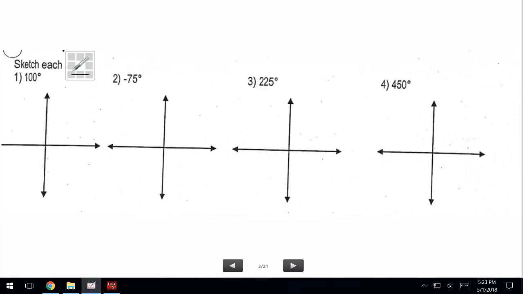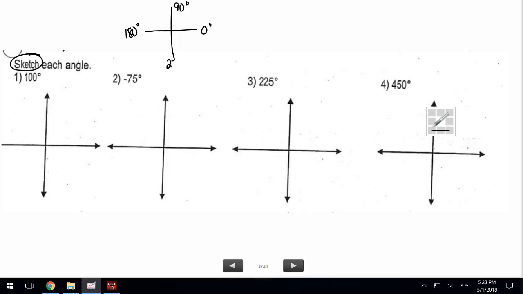And here we go. The very first thing on page 1, it's got a whole bunch of stuff at the top, but basically all it says is sketch each angle. So remember that little drawing that we just drew at the top of our paper somewhere? This guy right there? So number 1 says 100 degrees. Well, 100 degrees is just past 90. And here's 90 right here.